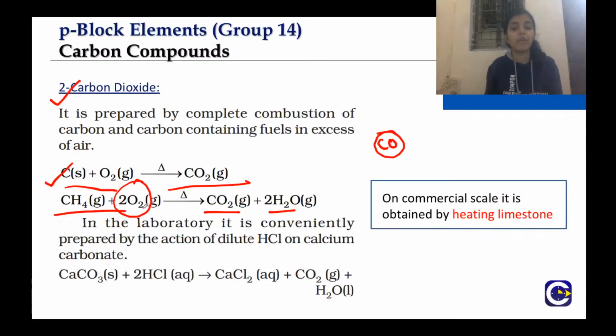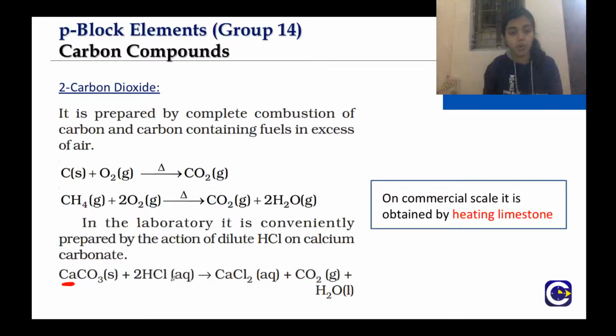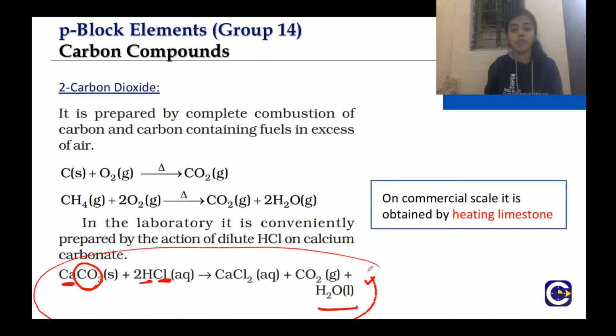In the laboratory, you can prepare it from calcium carbonate. You treat calcium carbonate with HCl. That will give you calcium chloride plus CO2 from CO3, and plus water. Right? So on a commercial scale, it is produced by heating limestone, and in the laboratory, you can prepare carbon dioxide by treating calcium carbonate with aqueous HCl.